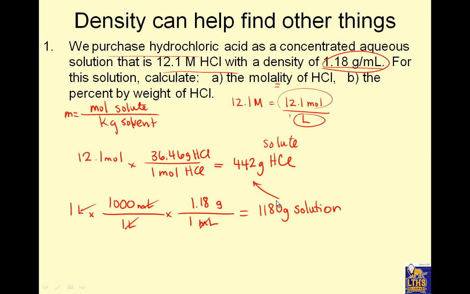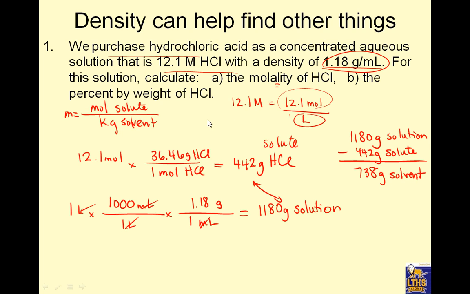Here's how many grams of solute. So if I say 1,180 grams of solution minus 442 grams of solute, I'm going to figure out how many grams of solvent I have. So I take my 1,180 minus my 442. I find I have 738 grams of solvent. Now I can figure out my molality.